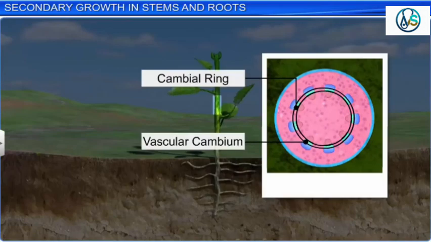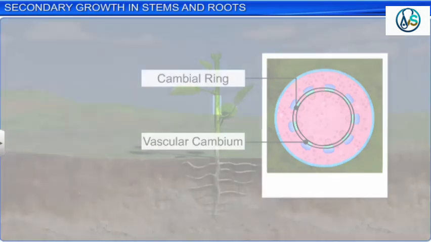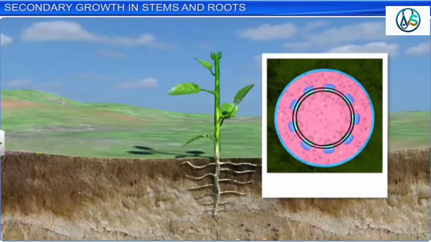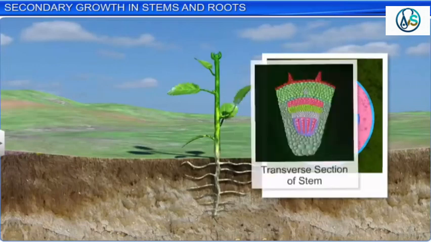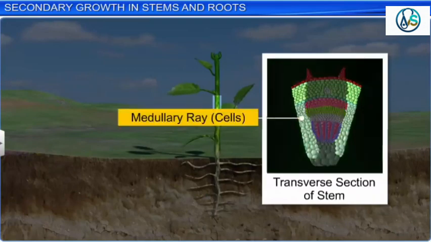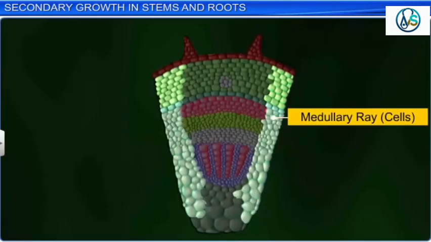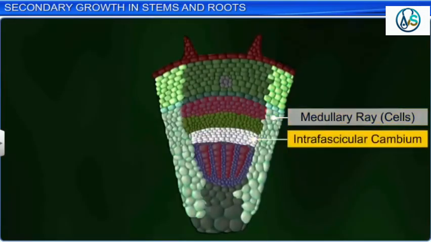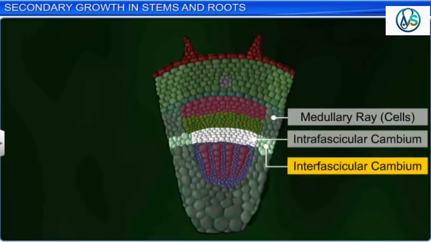Let's understand how this ring is formed. When the secondary growth of a stem begins, a process of differentiation takes place in the cells of the medullary rays. These cells, located next to the intrafascicular cambium, become meristematic in nature and lead to the formation of the interfascicular cambium.